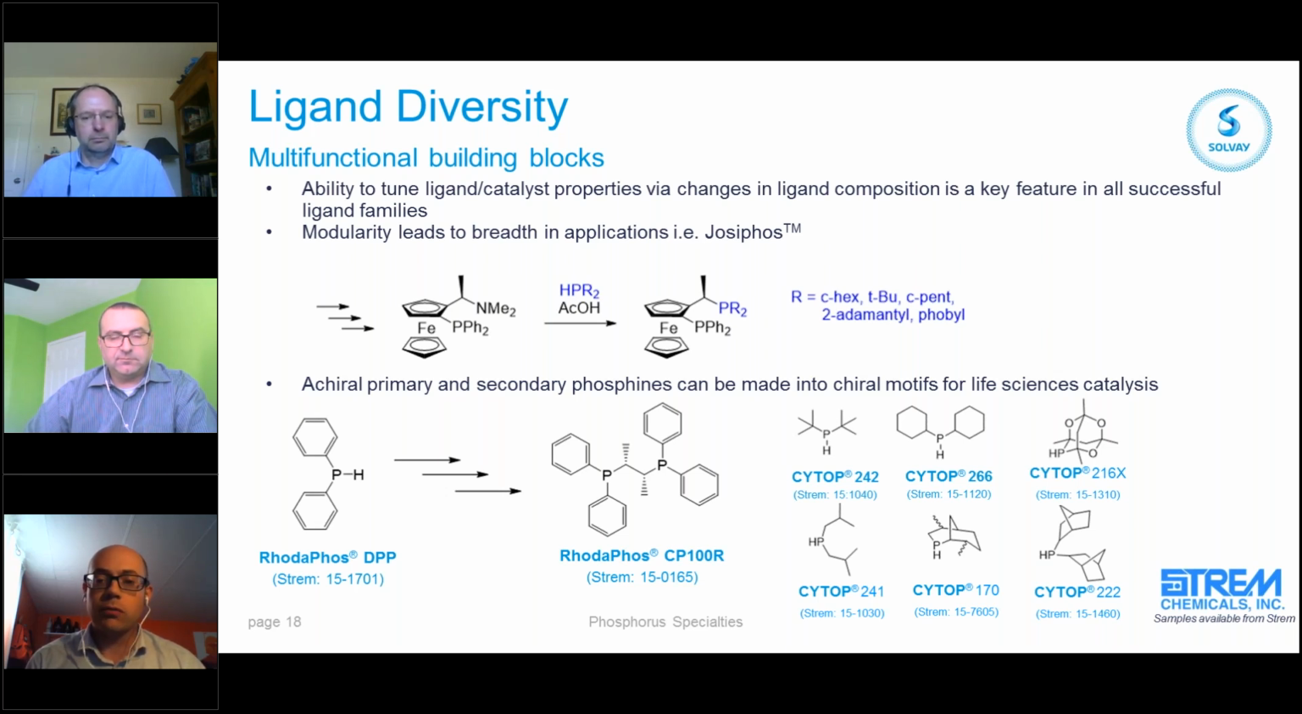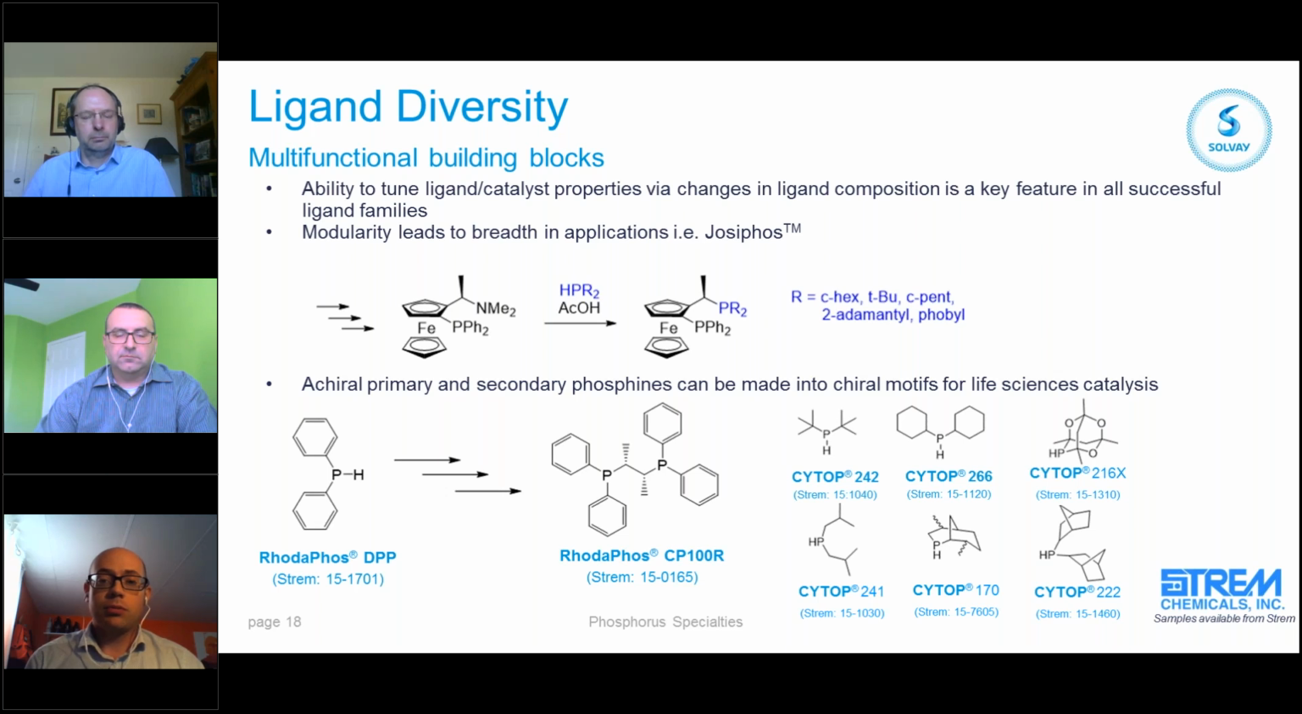We've supplied several of these secondary phosphine ligands to the market. Highlighted on the bottom are just a sampling of 6. And being able to make all these different secondary phosphines allows you to make this breadth of this family, and that obviously translates over into other families of ligands as well.